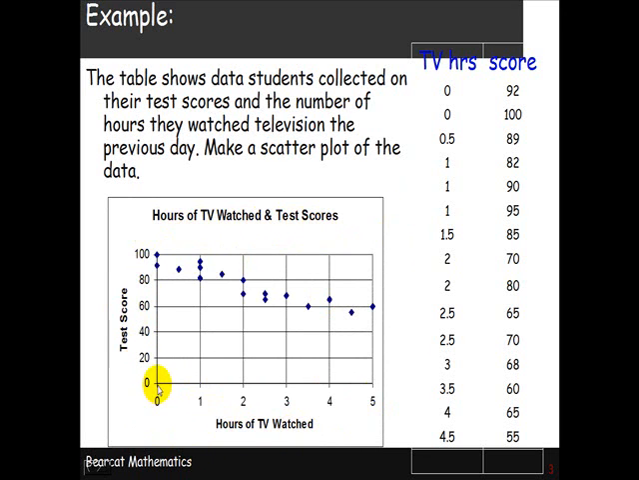So notice again, here's the point (0, 92), and of course (0, 100). And way at the end, we have (5, 60), and then all the data points in between. This is a scatter plot. We don't try to connect these. We just draw the data points one at a time.